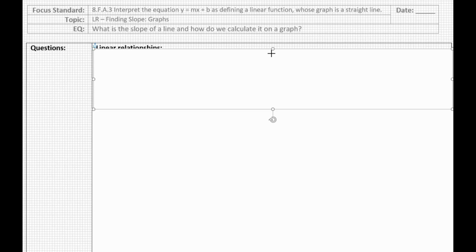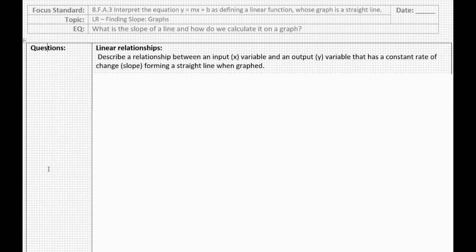Alright, as usual, we are going to dive in by talking a little bit about vocabulary. As you saw from our title, we are now in a unit called linear relationships, and linear relationships really means that we're describing a relationship between an input variable, x, and an output represented by the y variable that has a constant rate of change. That constant rate of change is what we refer to as slope, and it forms a straight line when graphed. So there's our basic definition.